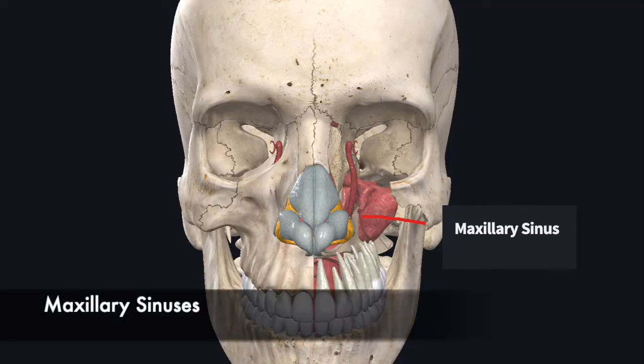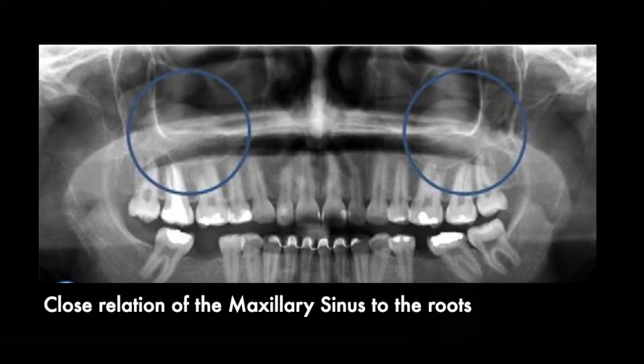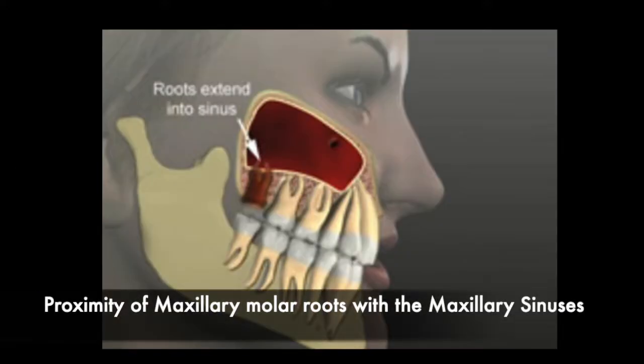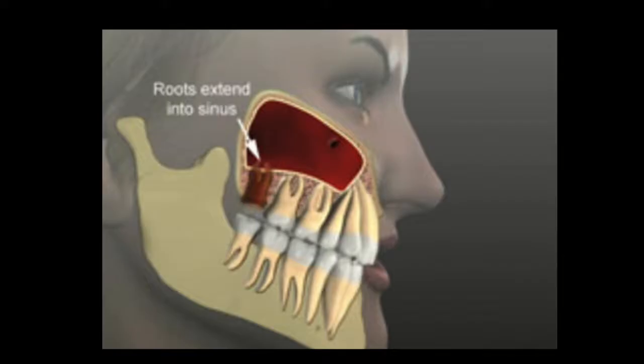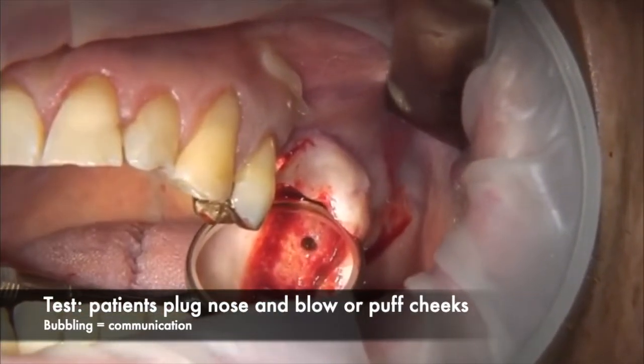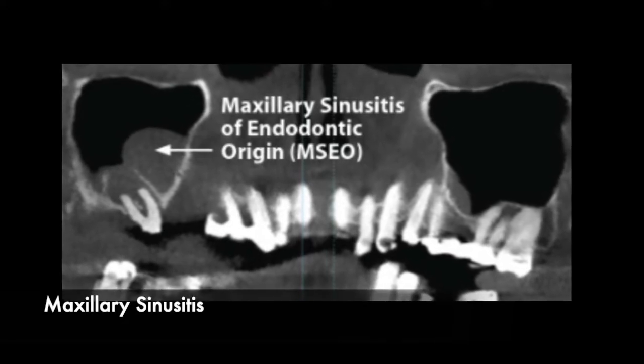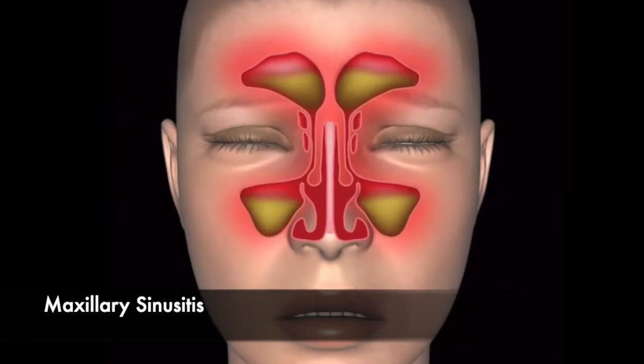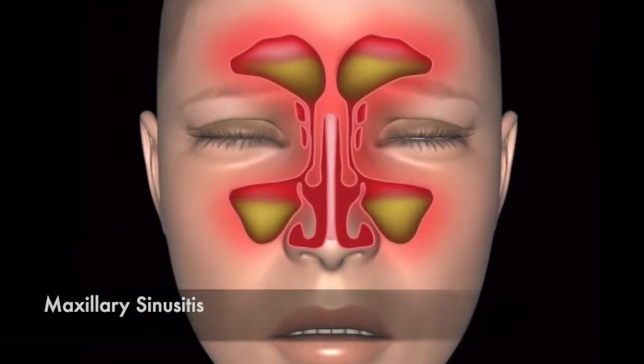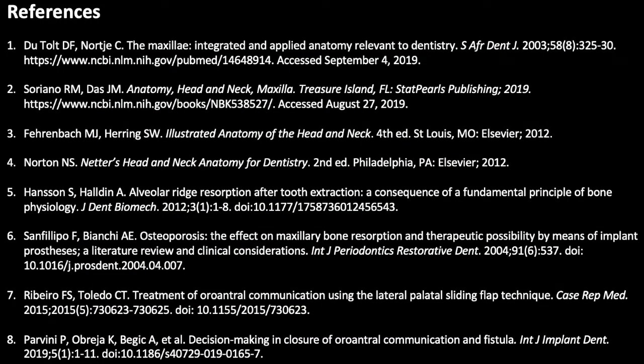Due to the close relation of the roots with the maxillary sinus floor, there is potential to break away the bone, separating the oral cavity from the sinus during extractions, causing oro-antral communication. Additionally, maxillary sinusitis may occur when bacteria from infected tooth pulp can populate and travel to the maxillary sinus. As seen, the maxilla is very important clinically and plays a major role in many daily functions like talking and eating.